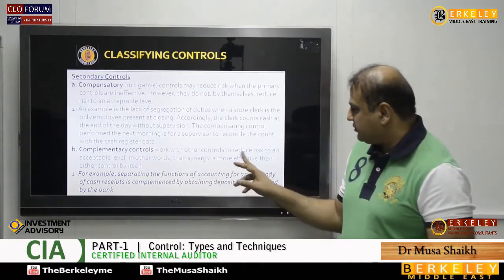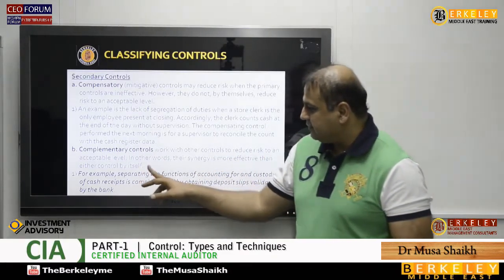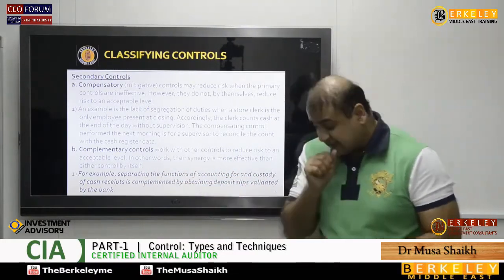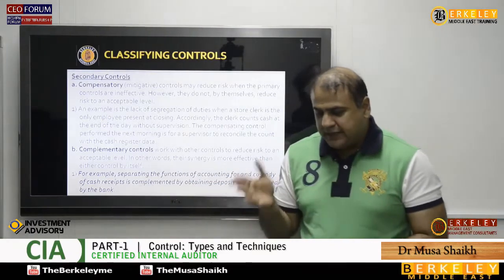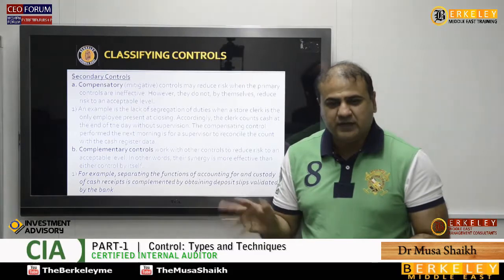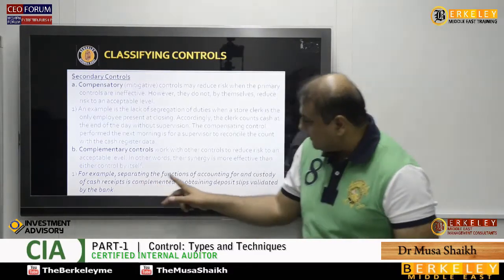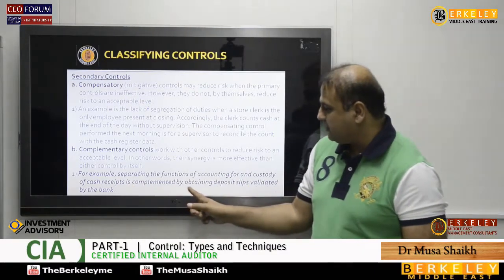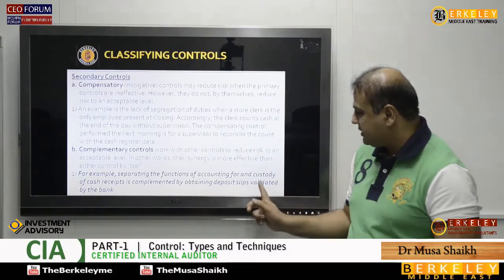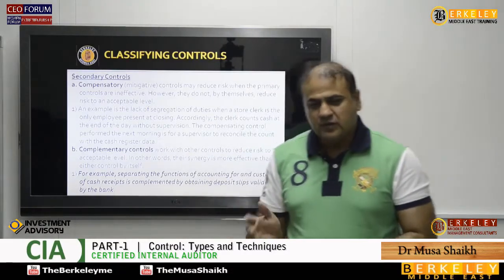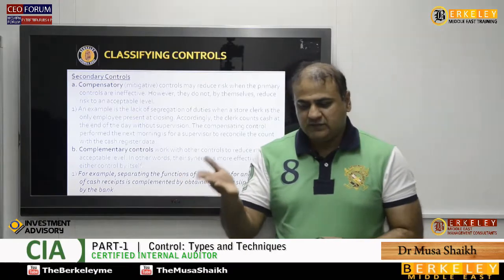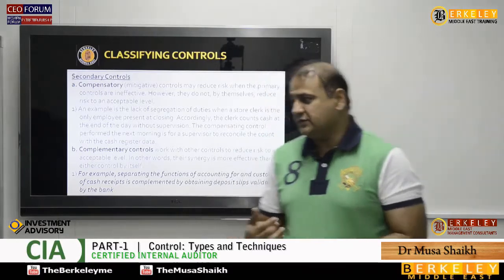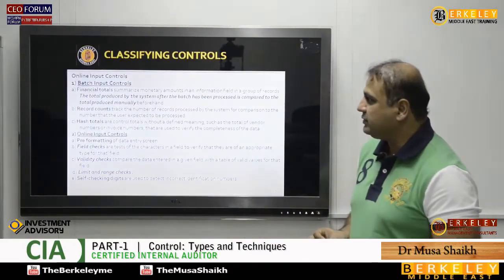Complementary controls work with other controls to reduce risk to an acceptable level. In other words, their synergy is more effective than the control by itself. As we say, bread and butter are complementary, made for each other. Separating the functions of accounting for and the custody of cash receipts is complemented by obtaining deposit slips validated by the bank. So there's a process. I will receive money from the customer, money will go in the bank, so validation will be a complementary one.